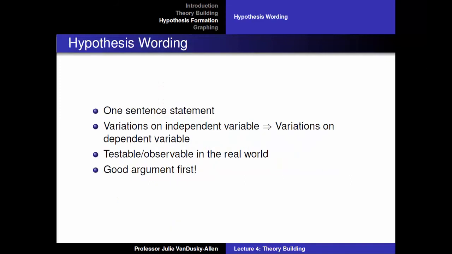Next, recall that the third step in the scientific process is to derive hypotheses from our models. Recall that a hypothesis is a one-sentence statement we derive from our model. It tells us how variations in our independent variable lead to variations in our dependent variable. The hypothesis should be testable or observable in the real world, meaning that we should be able to collect data to determine if the hypothesis correctly identifies the relationship between our independent and dependent variables in the real world.